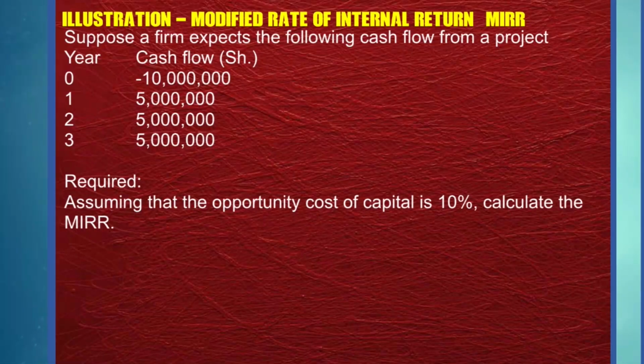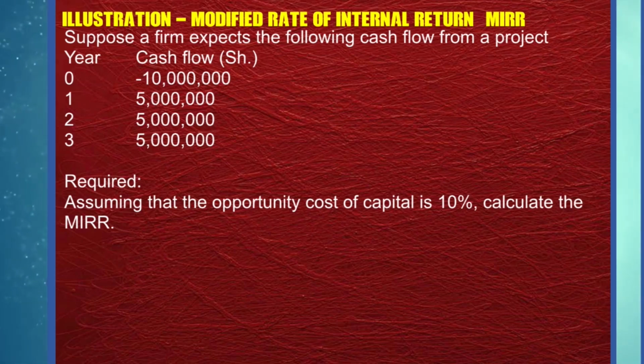Suppose a firm expects the following cash flows from a project. Listen to that language: expects. That means that the company is budgeting. We are in the budgeting phase. Expects. This has not happened. So we use capital budgeting techniques to make decisions. So you are the finance manager or something, and there is a decision that has to be made as to whether to invest in this project or not.